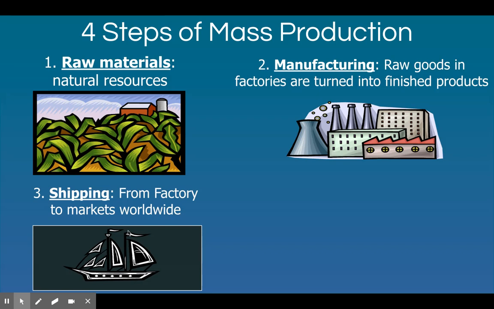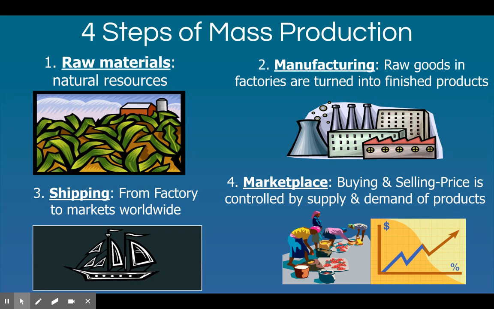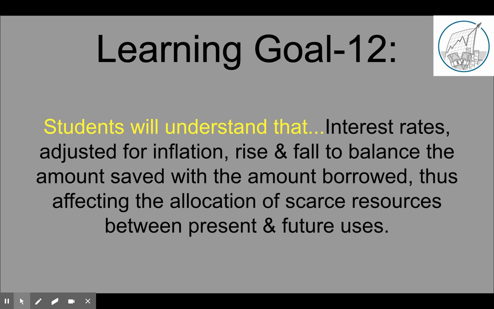I mean, that's still one of the most important things. You have products, you have to get them to a marketplace. And of course, that's the last one. The buying and selling, the prices are controlled by the supply and demand of things. These are the basic steps of capitalism and mass production and how our system really works today. Learning goal 12. Students will understand that interest rates, adjusted for inflation, rise and fall to balance the amount saved by the amount borrowed, thus affecting the allocation of scarce resources between present and future uses.